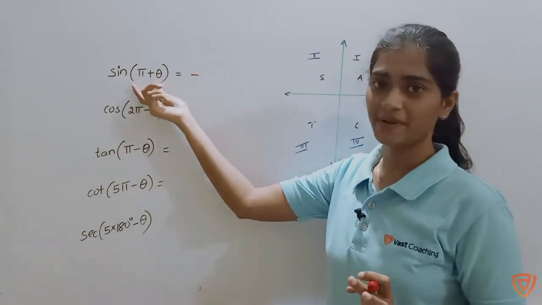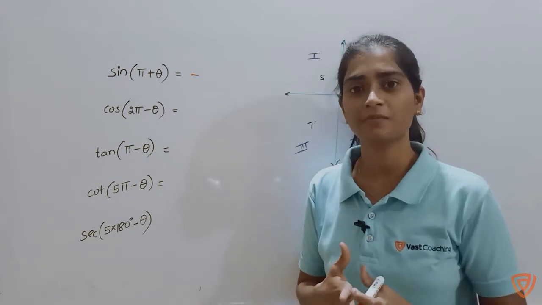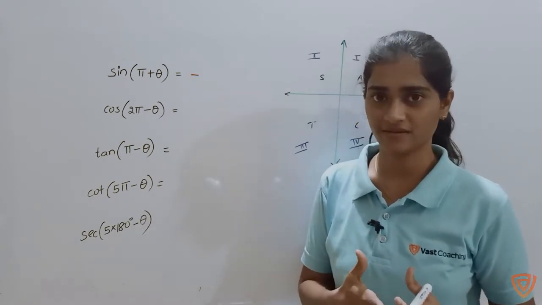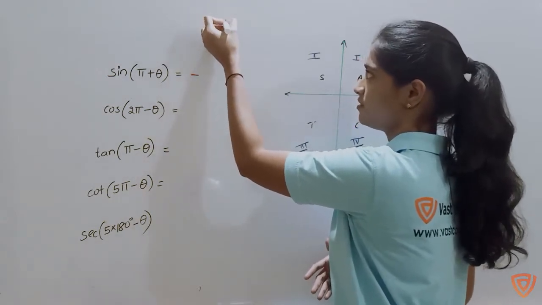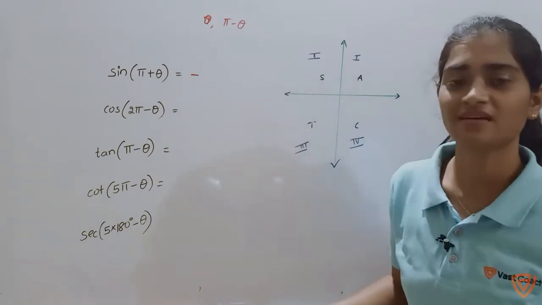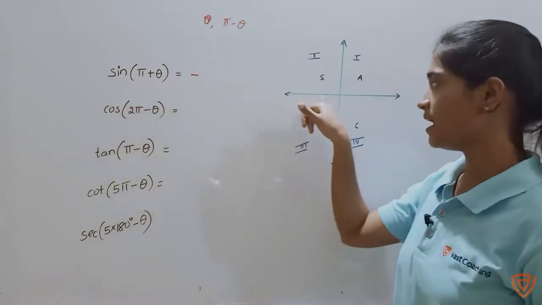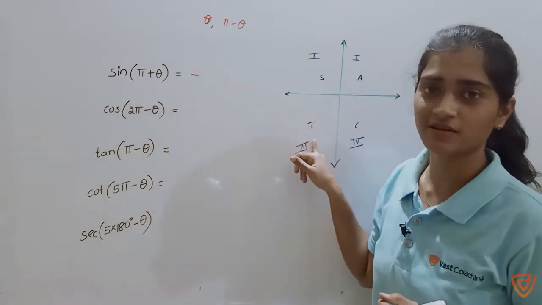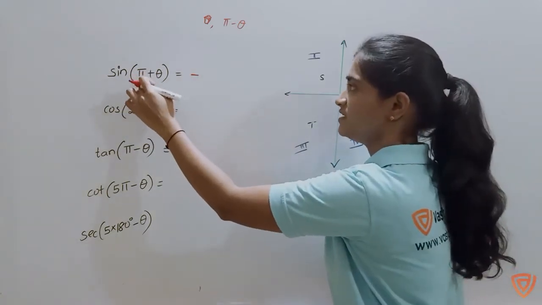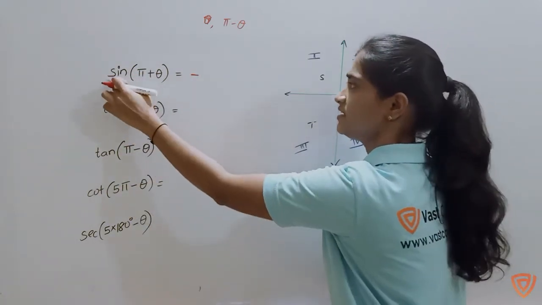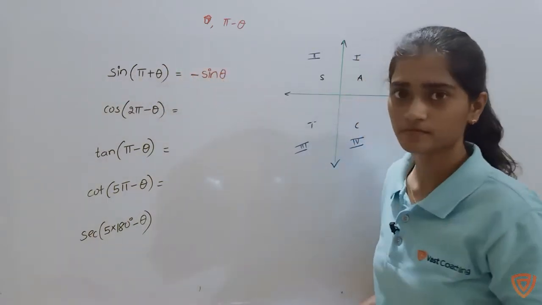So this is a supplementary of an angle. What is a supplementary of an angle? Whenever the two angles whose sum is 180 degrees or pi, right? So either it can be theta or pi minus theta. Such angles are called supplementary angles. You can see here pi plus theta falls in the third quadrant, and sine is negative in the third quadrant. Whenever there is a multiple of pi, it remains as it is, sine theta. There will be no conversion.